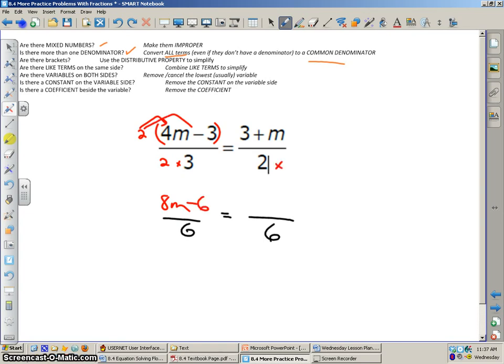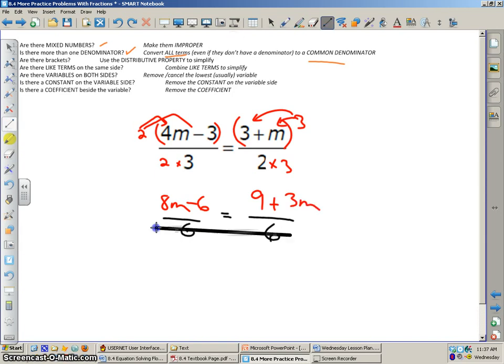Multiply this 2 by, that's not 21 by the way, just when I copied it I had a little extra. So I multiply this guy by 3. Both of those have to get multiplied by 3. Distributive property all over the place. So I get 9 plus 3m. And again, the reason why we can do that is so now we can forget about our fractions and deal with 8m negative 6 equals 9 plus 3m.